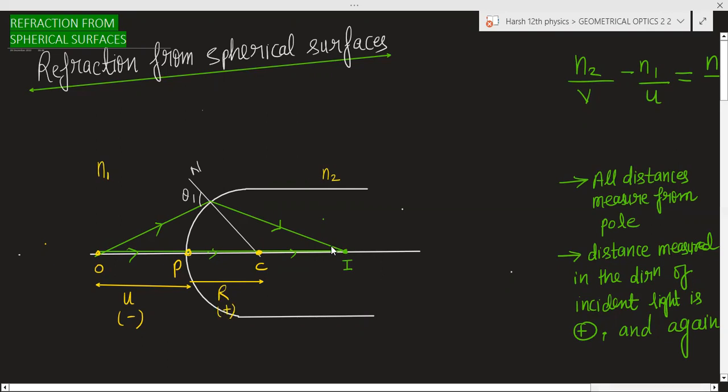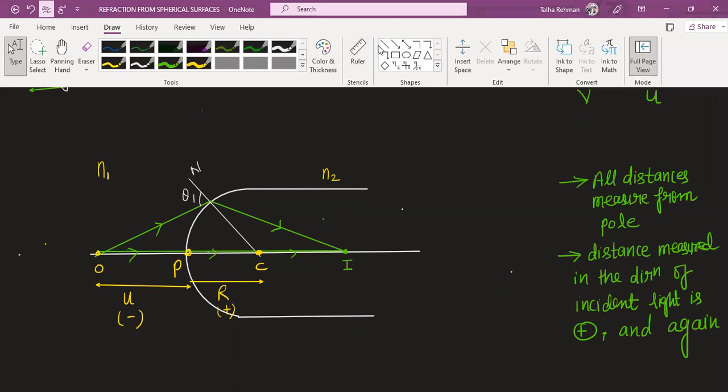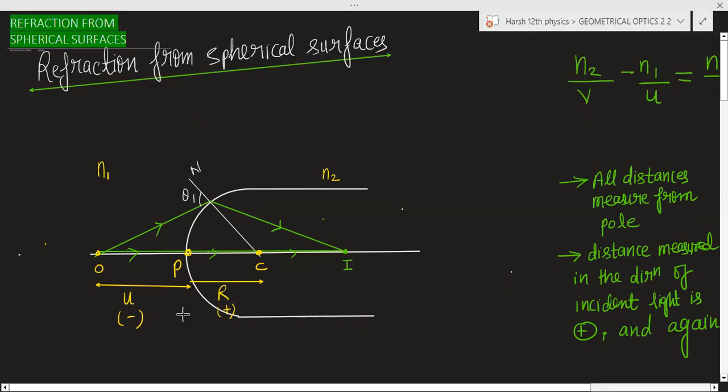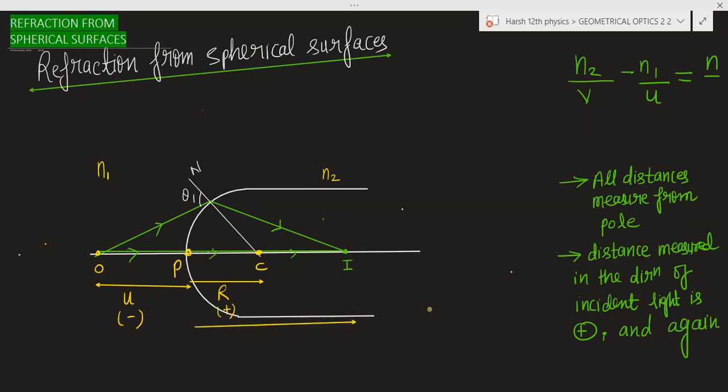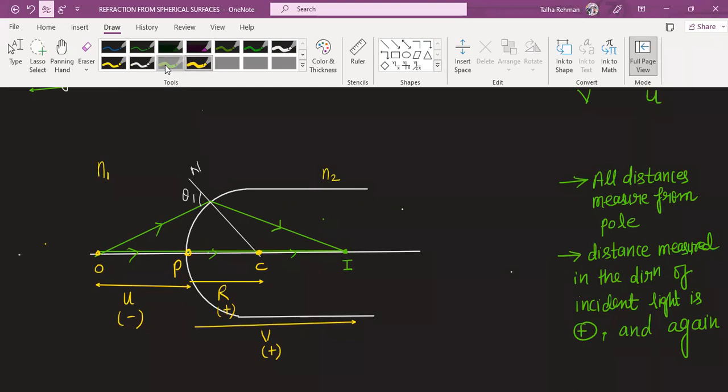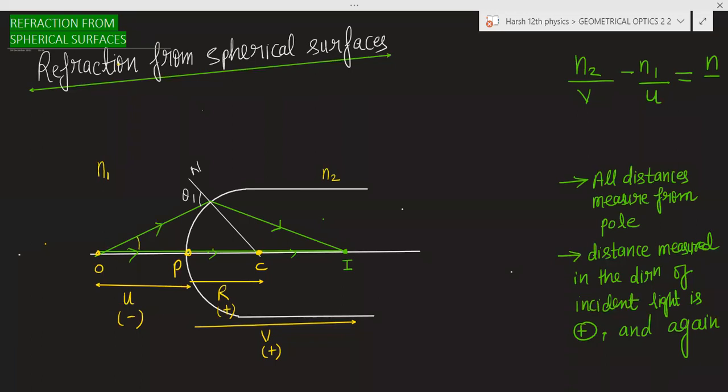And the distance between the pole and the image is the image distance. You are measuring the distance in the same direction again. This distance is the image distance, V. V is also positive here. Now suppose this angle is alpha, this angle is beta, and this angle is gamma.